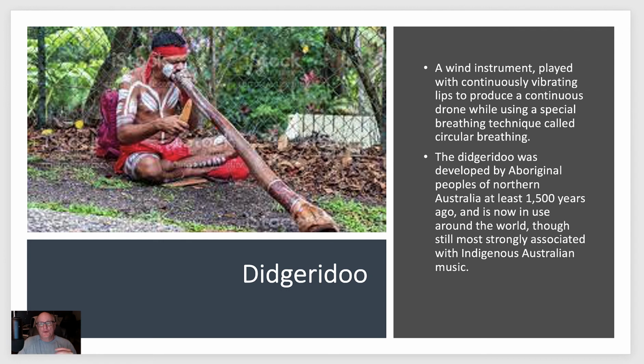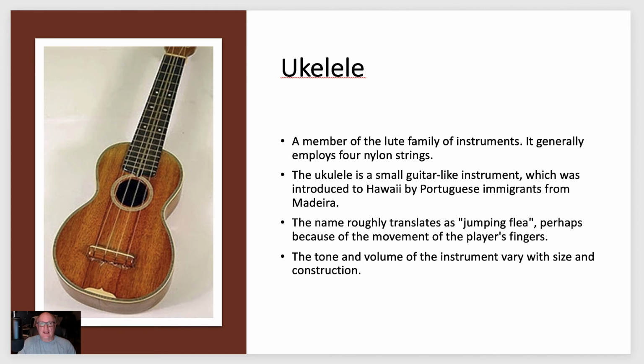But the didgeridoo was developed by Aboriginal peoples of Northern Australia at least 1,500 years ago. It is now used throughout the world. It became very popular, though still mostly strongly associated with Indigenous Australian music. It's very ceremonial, and the idea is to keep a continuous sound, and we'll see how that works. Then we have the ukulele.